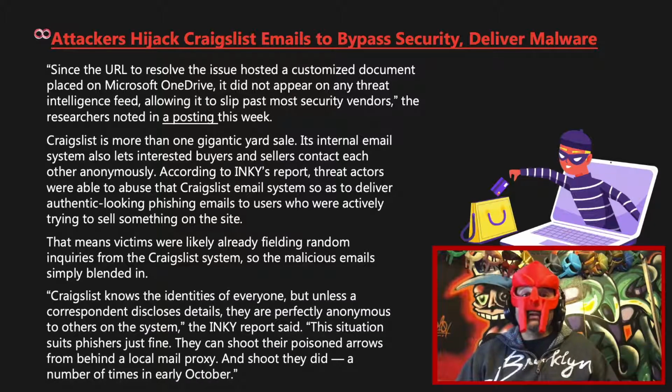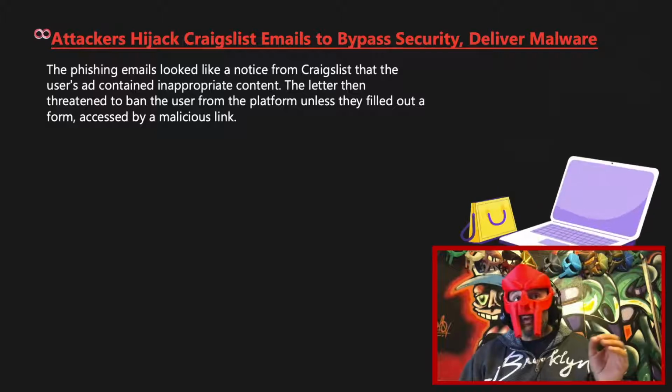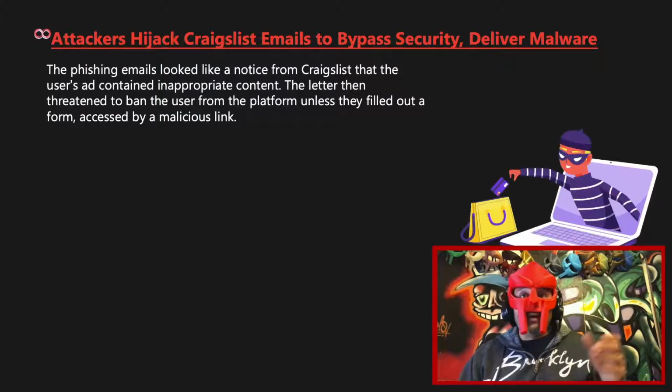Craigslist knows the identities of everyone, but unless a correspondent discloses details, they are perfectly anonymous to others on the system. This situation suits phishers just fine. They can shoot their poison arrows from behind a local mail proxy, and shoot they did, a number of times in October. The phishing emails looked like a notice from Craigslist that the user's ad contained inappropriate content.